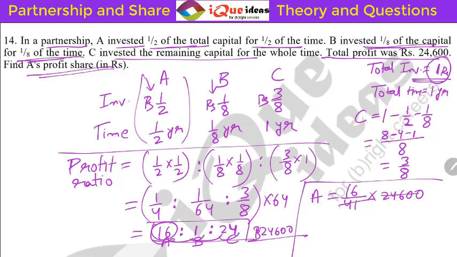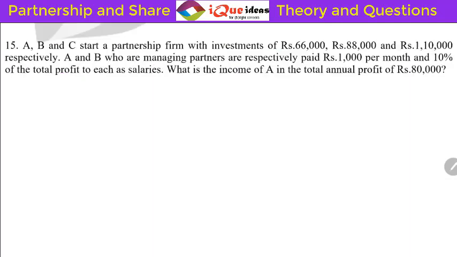41 cancels 246 6 times. 6 4s are 24, 6, right? So it is 600. 600 into 16, that is 9,600 rupees. So this was a good tricky question. So the answer of this question is A's profit 9,600. Now let's take the next one.